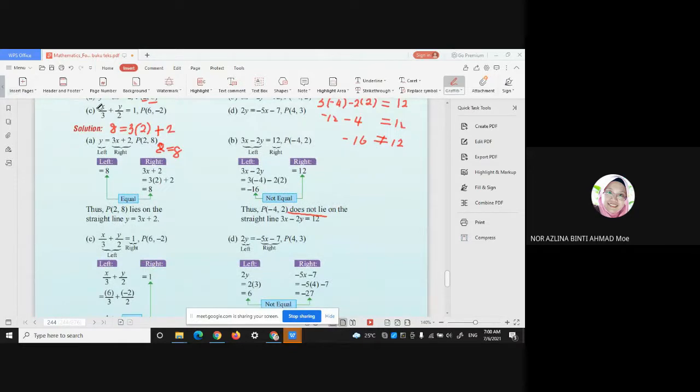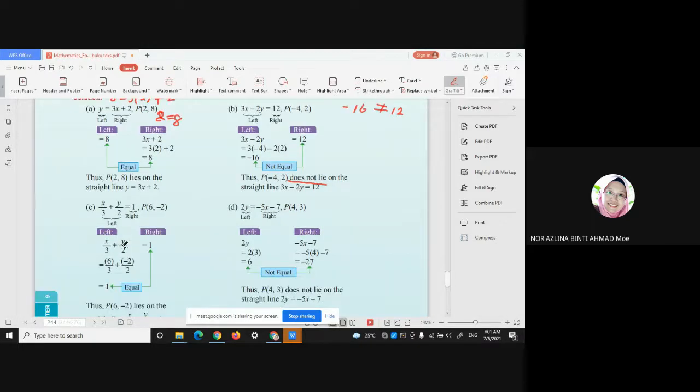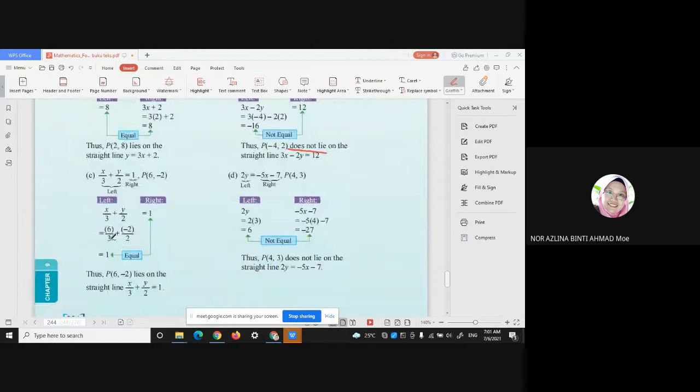For C, x over 3 plus y over 2 equal to 1, and P (6, negative 2). So here 6 is x, y is negative 2. We substitute into the equation: the left hand side is 6 over 3 plus negative 2 over 2. You calculate 6 divided by 3 is 2. Plus a negative becomes minus. 2 divided by 2 is 1. So 2 minus 1 equal to 1. The left hand side equals 1, the right hand side also equals 1. So this is equal. When equal, point P lies on the straight line x over 3 plus y over 2 equal to 1.